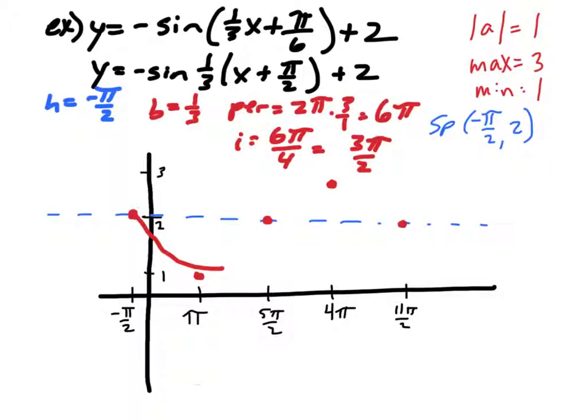Whoa. Missed pretty poorly there. Okay. And there's the sine function. Shifted up 2 and left pi over 2. That's all.